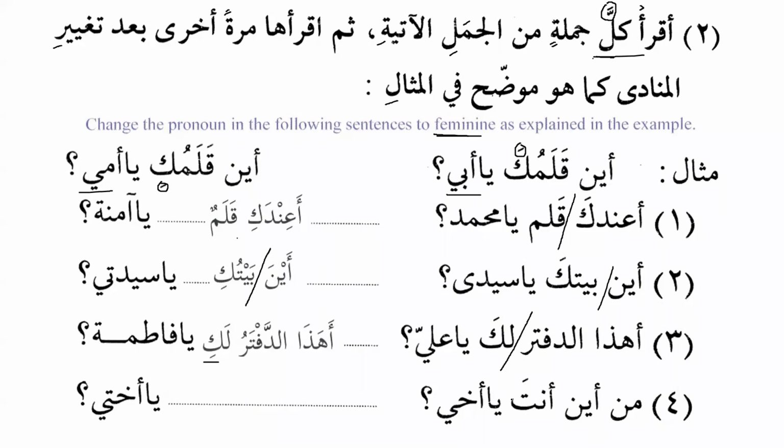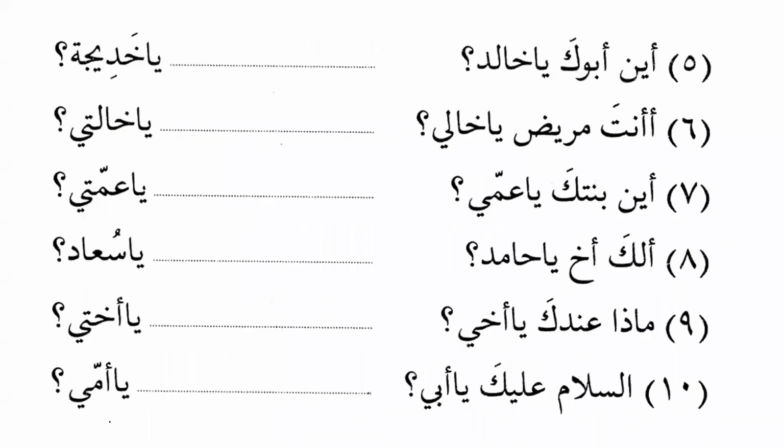Min aina anta ya akhi, where are you from, O my brother? And if you're talking to a sister, then you will say Min aina anti ya akhti, where are you from, O my sister? Aina abuka ya Khalidu, where is your father, O Khalid? And when you are talking to Khadija, you will say Aina abuki ya Khadijatu, where is your father, O Khadija? And then we have anta maridun ya Khali, are you sick, oh my uncle?